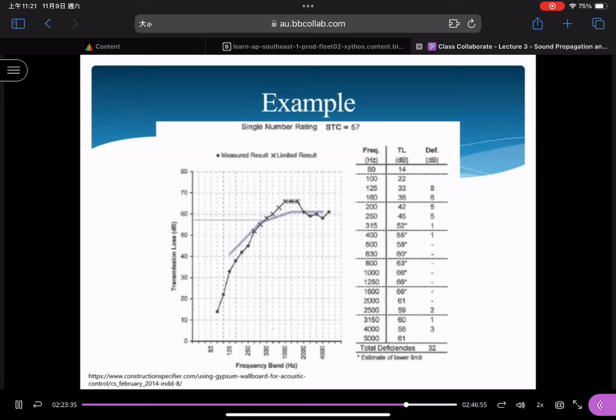You cannot move up and down for this measured data. You can only move up and down for this standard curve, to check the value. In this case, the first one at 125 hertz, the difference is 8 dB. This is the maximum value. We cannot go more than that. The second one, in this case, the difference is 6 dB, until you can locate all the values here.